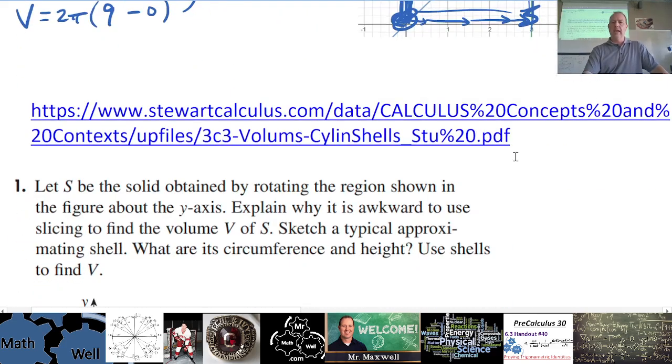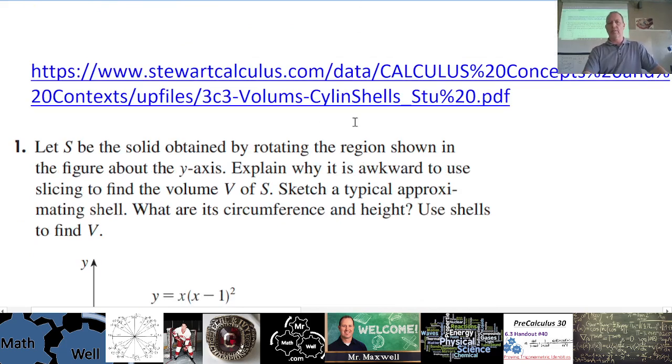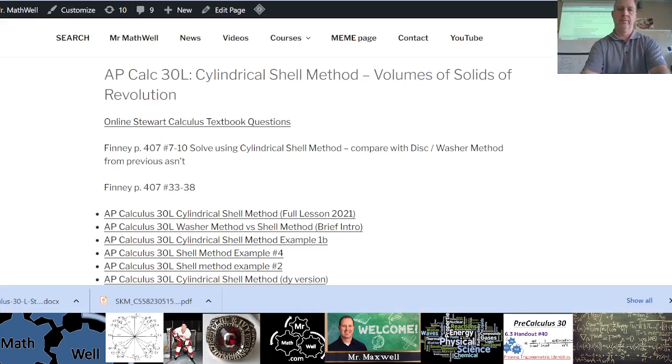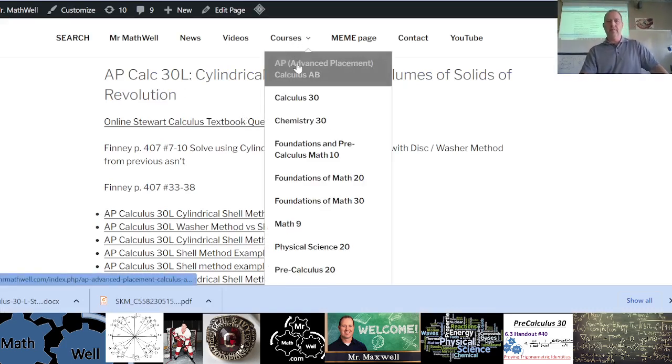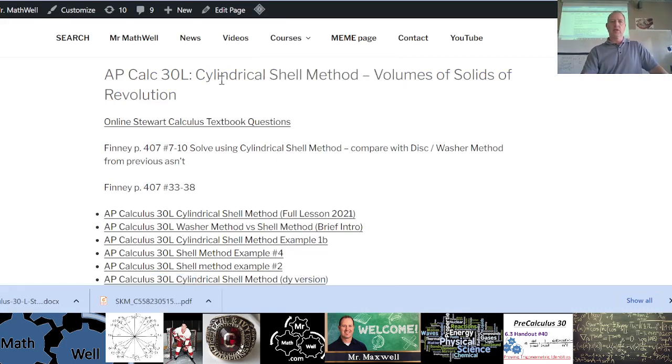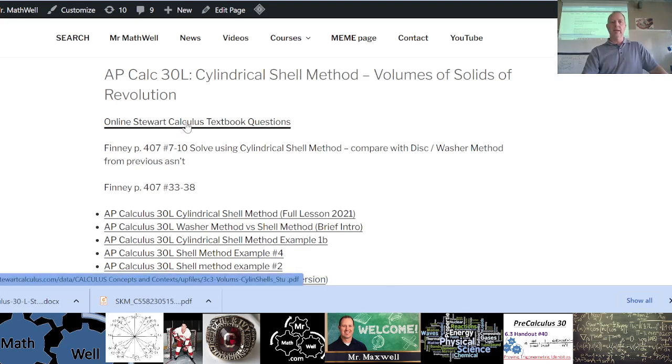Please access this. Go to mrmathwell.com. What you'll find on there, on your AP Advanced Placement Calculus AB, is Cylindrical Shell Method right here. This link right here is the online textbook, just for a section. This is Stewart Calc online, and I'm going to use some of these questions and answers. You'll have the solutions in this link as well.